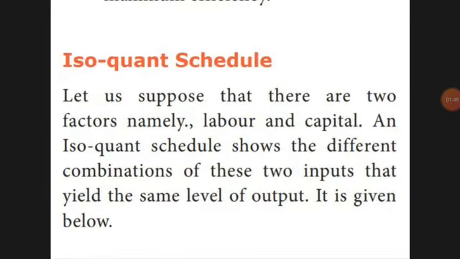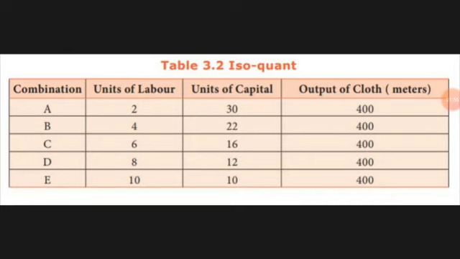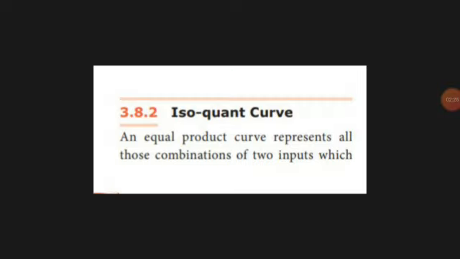Now see the isoquant schedule, given for the units of labor and capital. Labor keeps changing: 2, 4, 6, 8, 10. Capital also changes: 30, 22, 16, 12. Both are changing but the output is the same. Two or more variable inputs are used here but the output should be the same. That's what the isoquant says, and this table can be used to draw the isoquant curve.